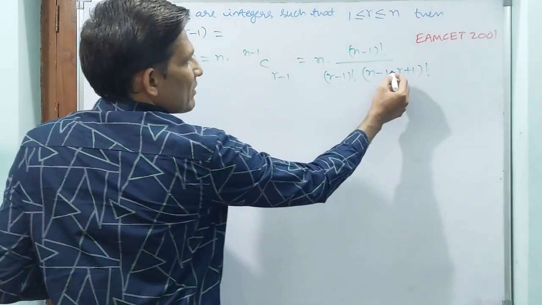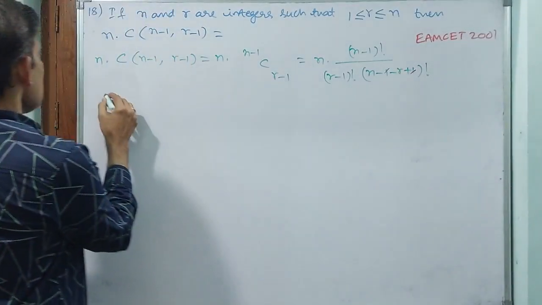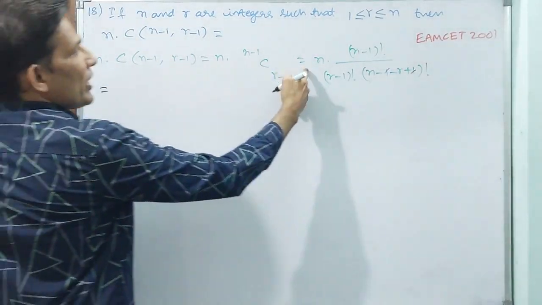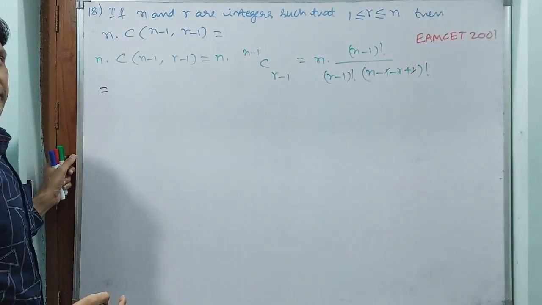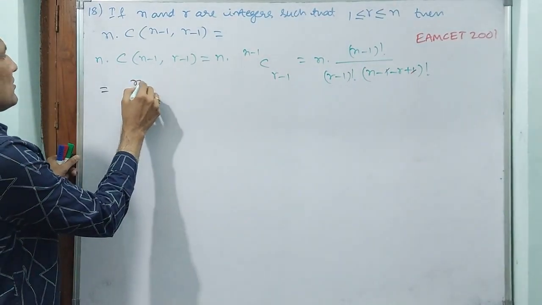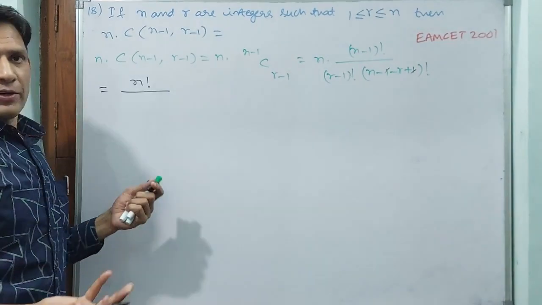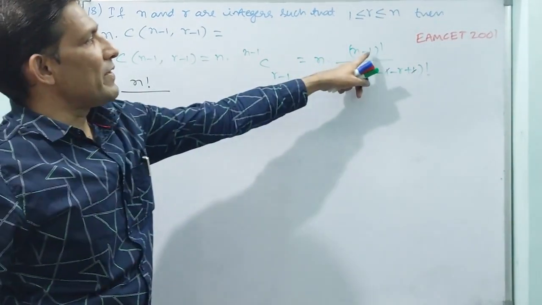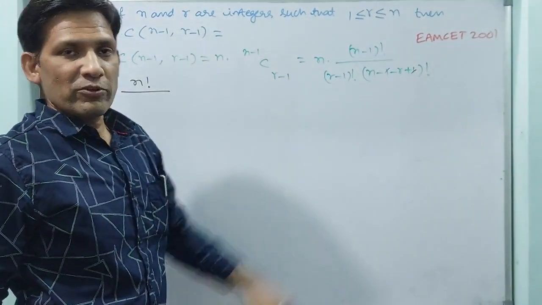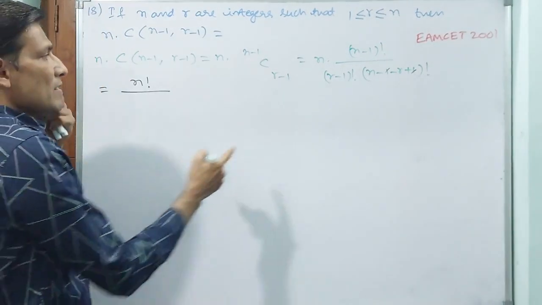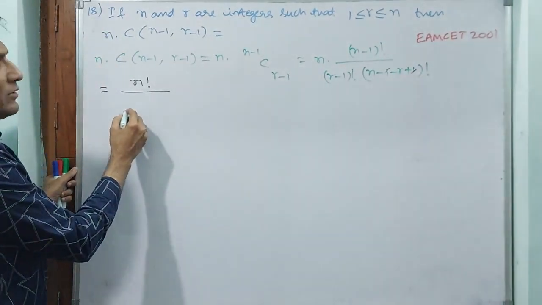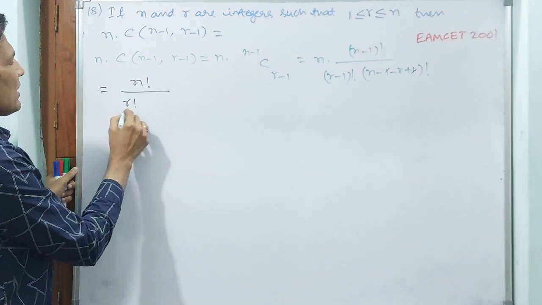See here, minus 1 plus 1 is going to get cancelled out. That means this is going to happen like this. You see n into (n minus 1) factorial, shall I write n factorial? N into (n minus 1) factorial we can write as n factorial, because if you multiply n with (n minus 1) factorial it becomes n factorial. Divided by, see, r factorial by r, shall I write?